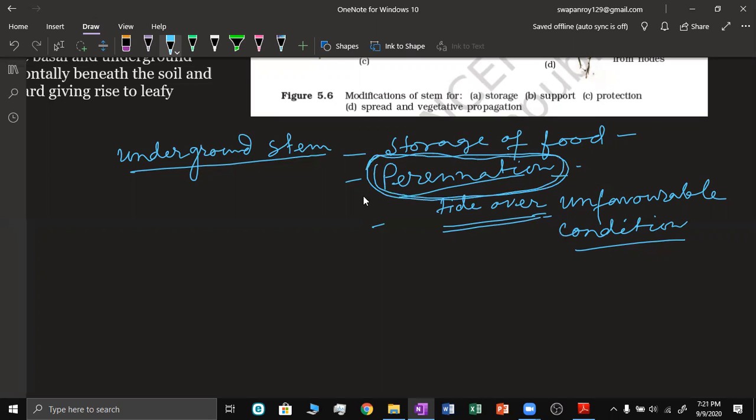So they overcome the unfavorable condition by staying under the soil. You should remember one thing, that below the soil, the environmental changes are very, very less. But above the ground, the environmental changes, say temperature, etc., are very prominent, but under soil it is very less. So they remain under soil during the unfavorable condition, and when favorable condition comes, they grow into a new plant. So it is functioning as a perennating body by vegetative multiplication or vegetative propagation.